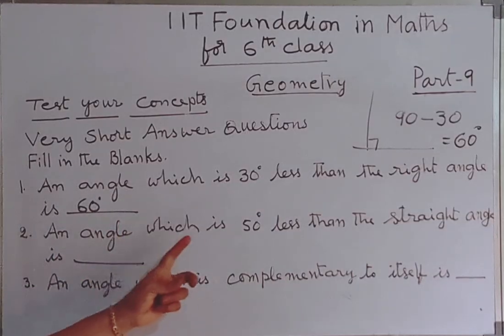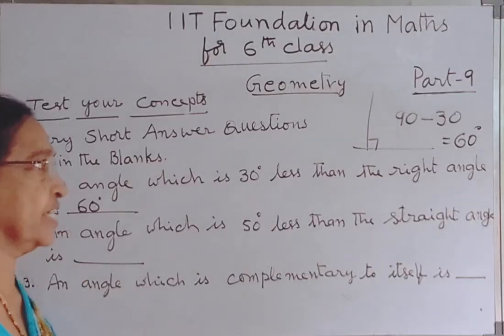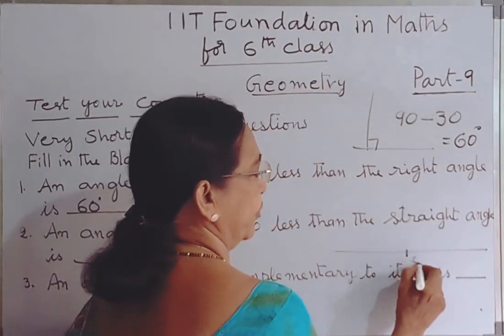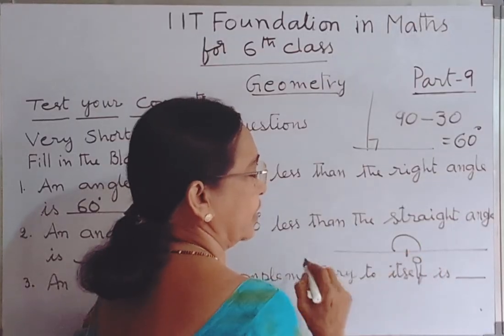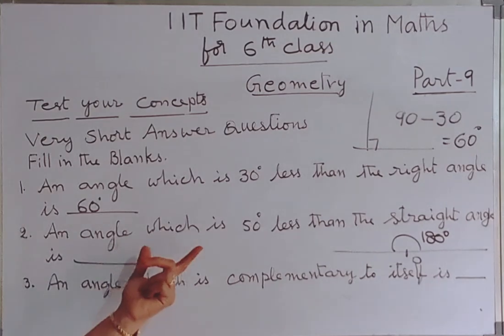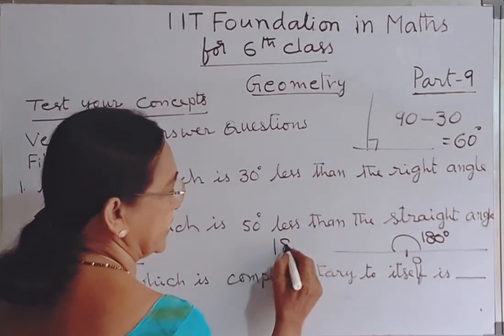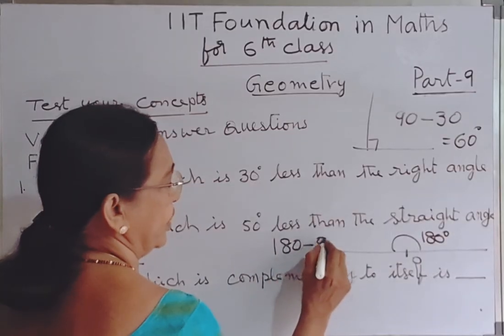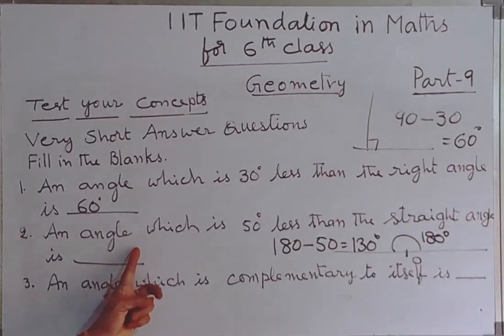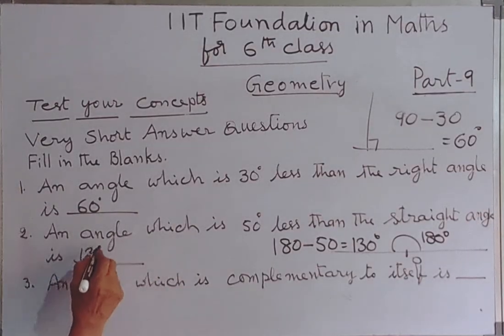Second one, an angle which is 50 degrees less than the straight angle is dash. Straight angle means, suppose this is a straight line and take a point O here. This angle is called the straight angle and this is 180 degrees. Therefore, 50 degrees less than 180 degrees: 180 minus 50 is equal to 130 degrees. So an angle which is 50 degrees less than the straight angle is 130 degrees.